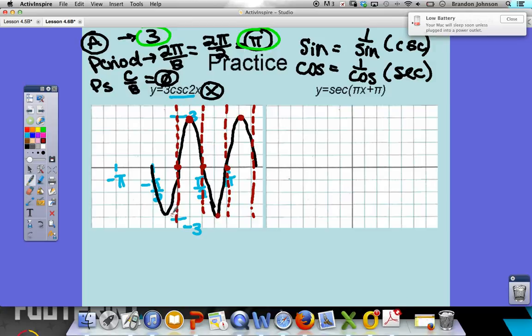And what's going to happen, I'll do this in blue just so you can see. What's going to happen is at the asymptotes and at that point, it's going to create almost like a parabola, like a U. So it should look like this. So I've got there. I've got there. Again, stay in your asymptotes. You cannot cross it. There, there, there, and there.